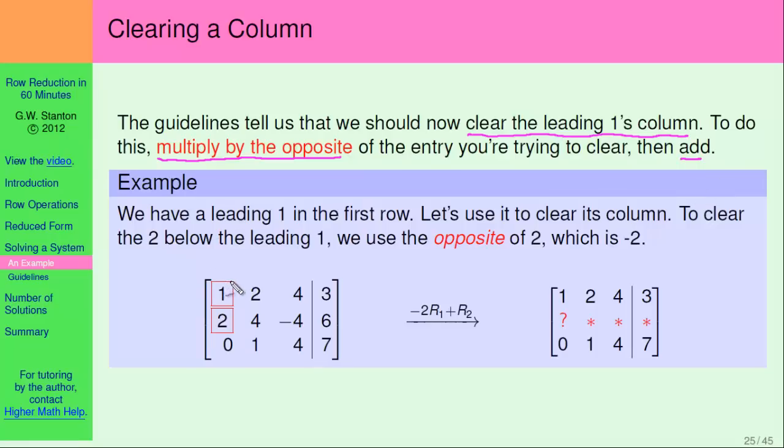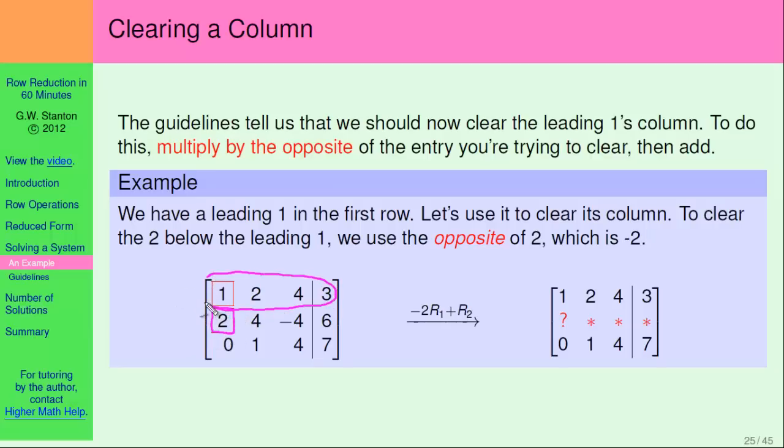In our example, the entry we want to clear is the 2 below the leading one, and the opposite of 2 is -2. The idea is that the 1 is essentially your friend, because in order to make this 2 a 0, I want to multiply row 1 by something so that I get a -2 in the first entry, and then when I add that to the 2, I'll get 0.